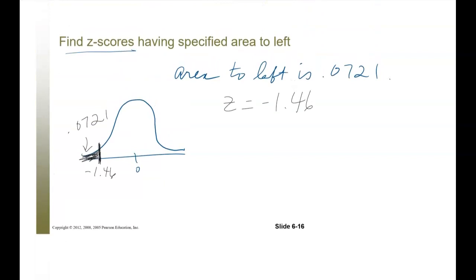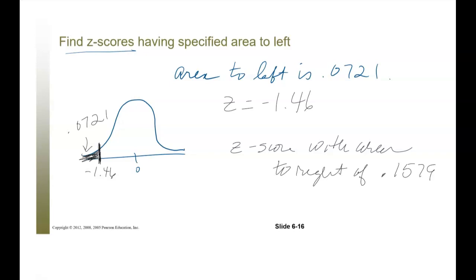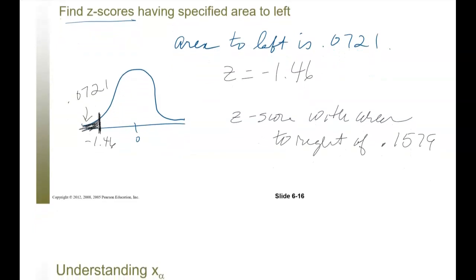All right. Let's suppose I wanted a z-score. Let's do another one, with area to the right of 0.1579. Okay. Again, draw a picture, please. If you try to do this without drawing pictures, if you're getting them wrong on the test and I don't even see pictures in your work, you're not even trying. That tells me you just didn't even look at any of the work or the videos or anything.